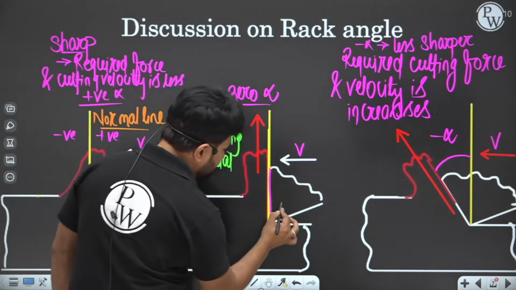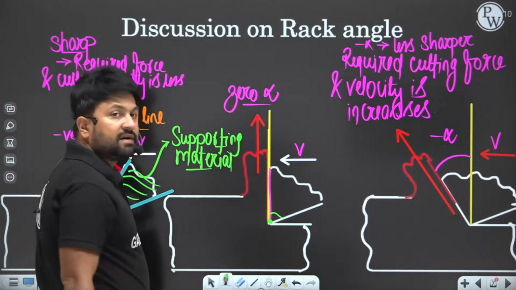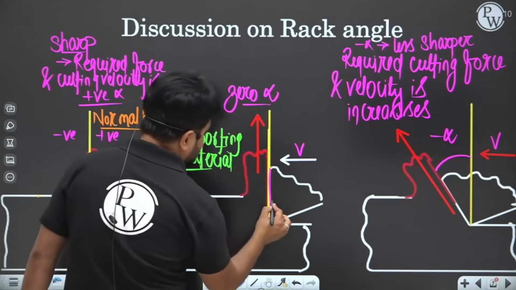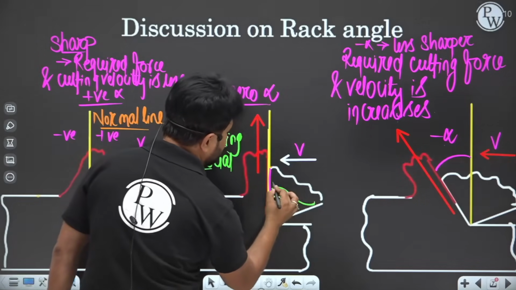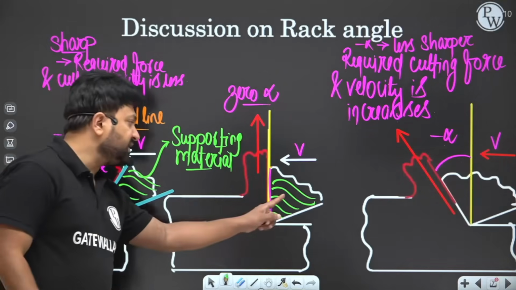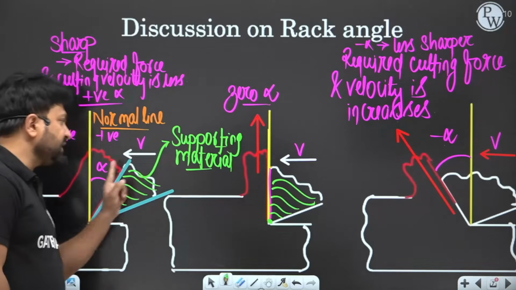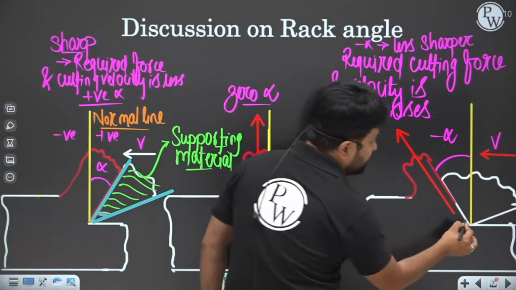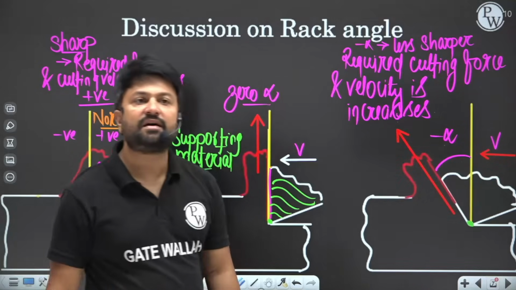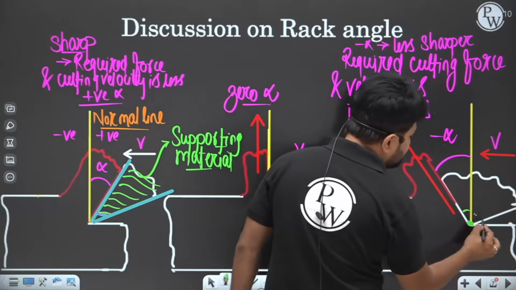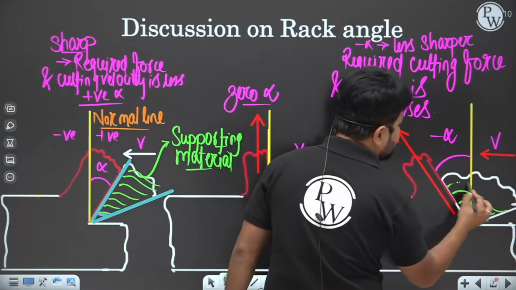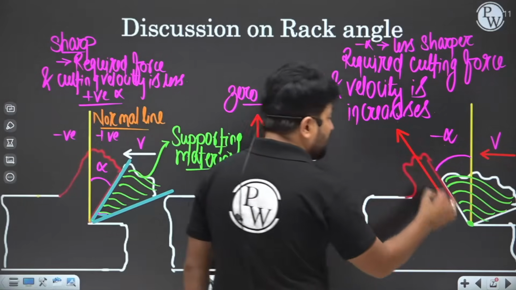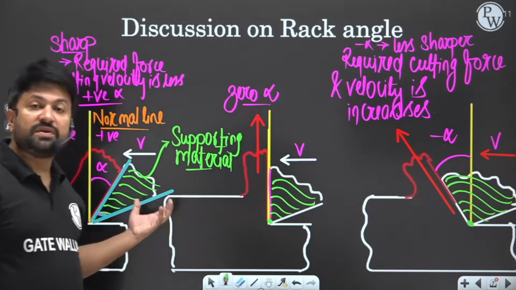Similarly, behind the cutting point, the supporting material in zero rake angle is a little bit larger compared to the case of positive rake angle. Now behind the cutting edge, if you compare the supporting material, in the negative rake angle tool it is more, overall more compared to the other cases.